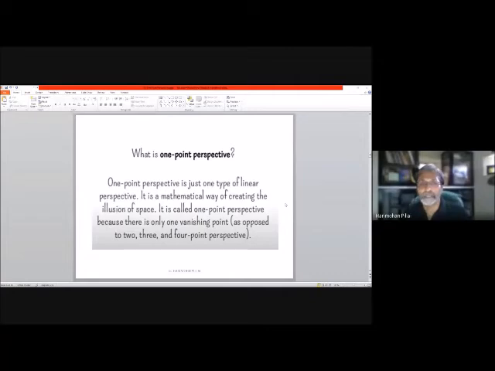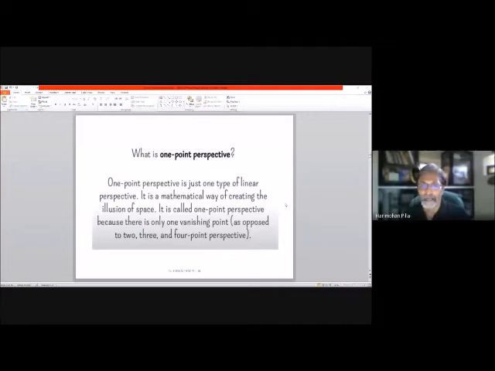Now, one-point perspective is a type of linear perspective, and there is a mathematical way of creating an illusion of space. So what you have done till now is illusion of space. On a flat paper, you are creating the illusion that there is a space. This one-point is called so because of only one vanishing point.